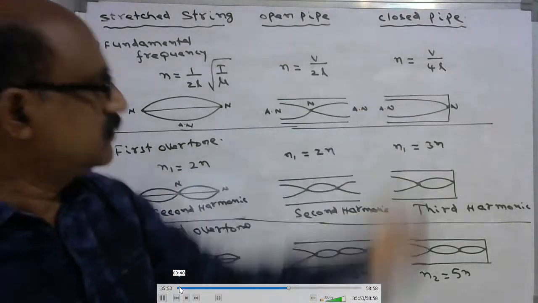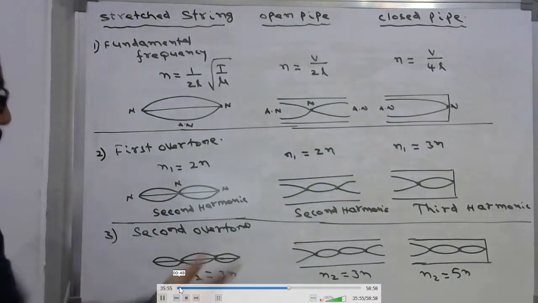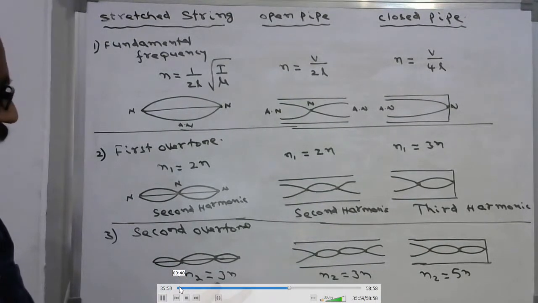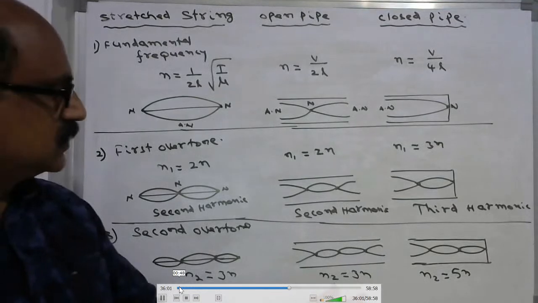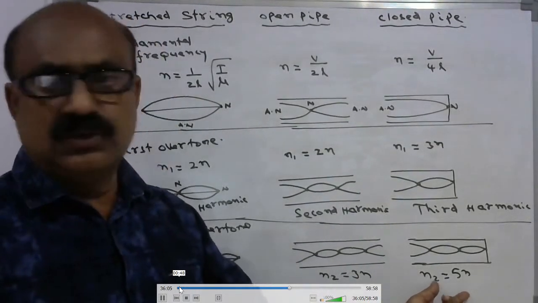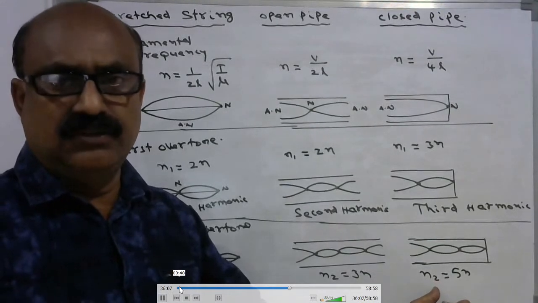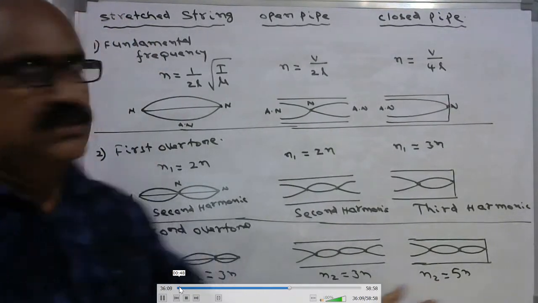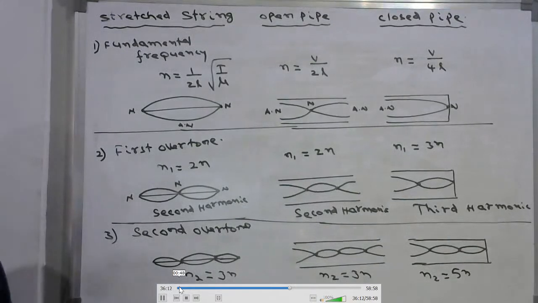So in case of closed pipe, in the second overtone, N2 is equal to 3N. This is the third harmonic. This is also third harmonic. And in this closed pipe, you don't get the fourth harmonic. Immediately you will get the fifth harmonic. So these are all the comparative observations of the three types of stationary waves formed in a stretched string, open pipe, and closed pipe.